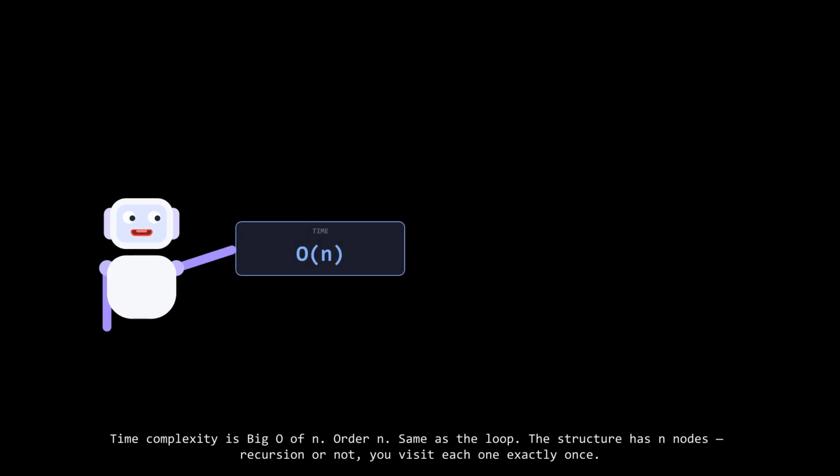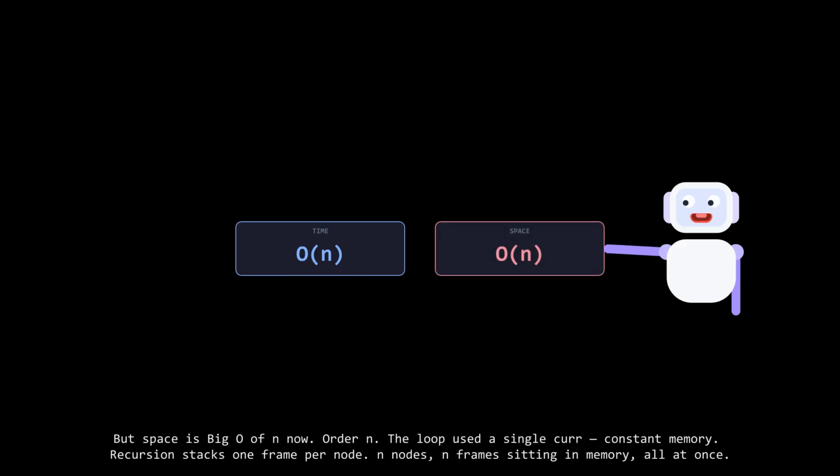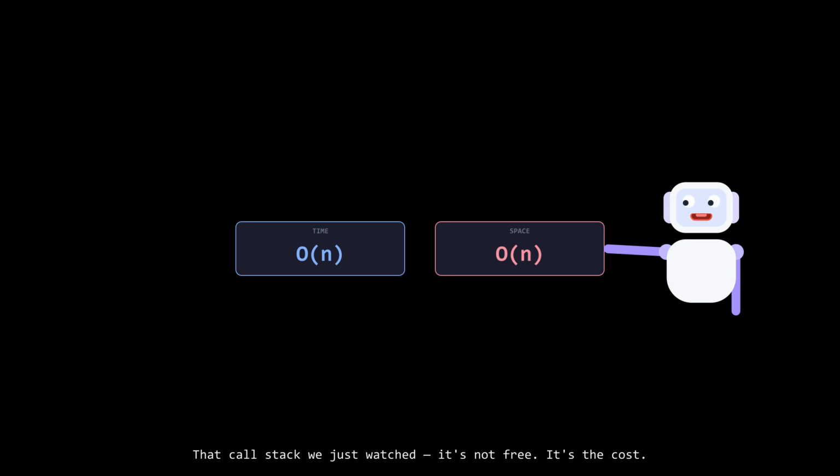Time complexity is big O of n, order n, same as the loop. The structure has n nodes, recursion or not. You visit each one exactly once. But space is big O of n now. Order n. The loop used a single cur, constant memory. Recursion stacks one frame per node. N nodes, n frames sitting in memory, all at once. That call stack we just watched, it's not free.